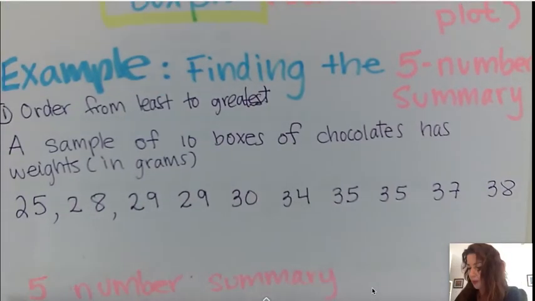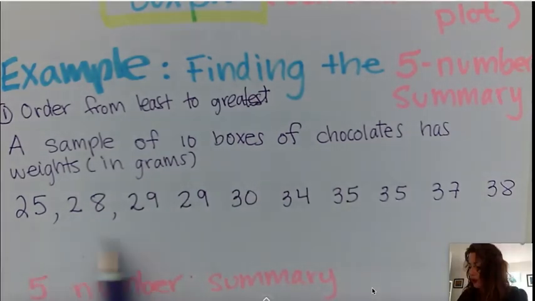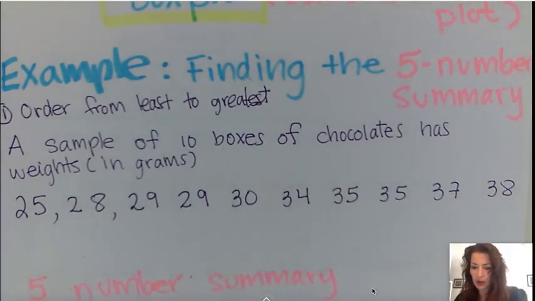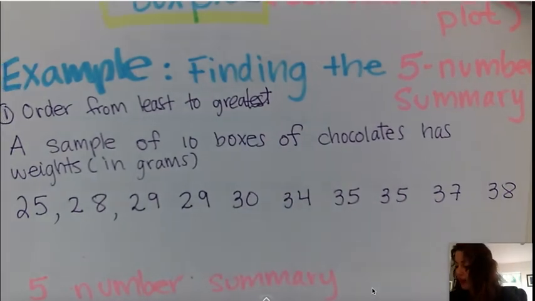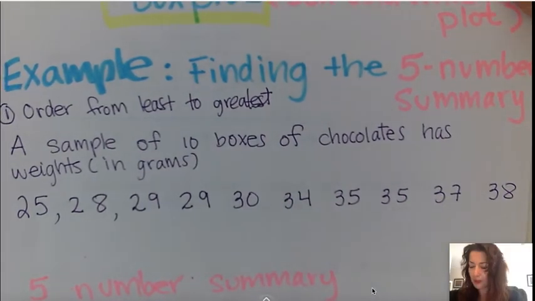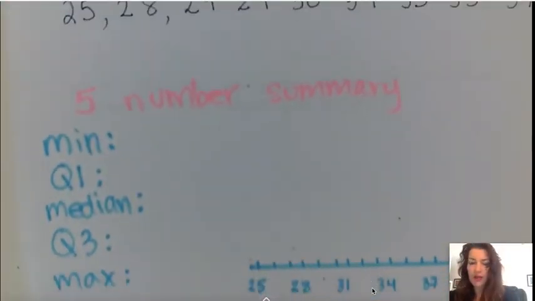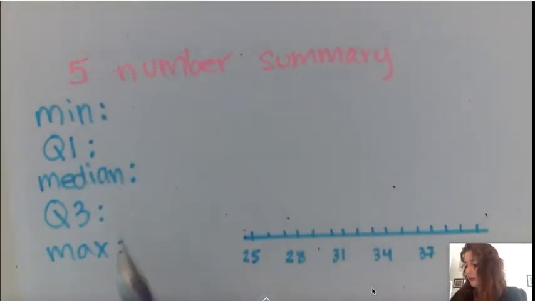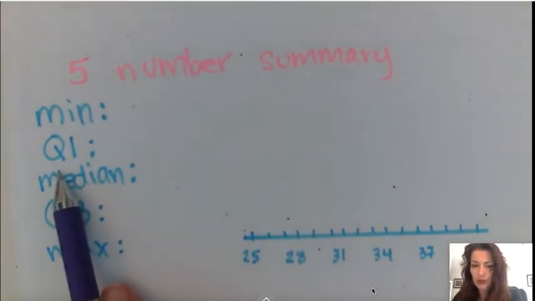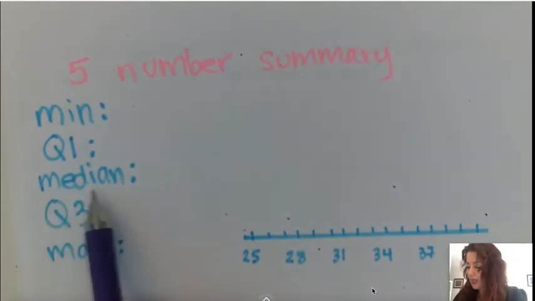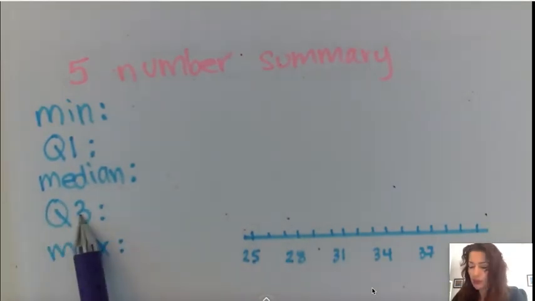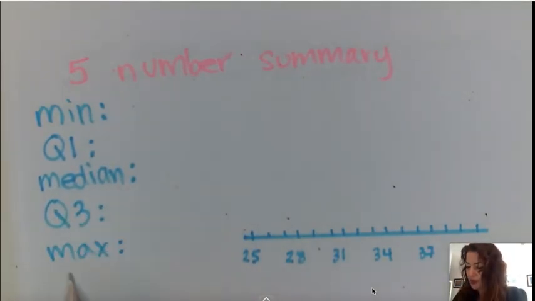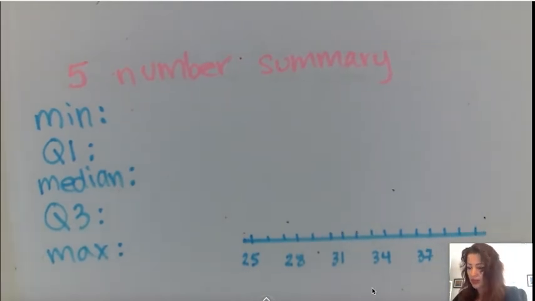I'm going to list my data from least to greatest, which already is listed to save us time. All right, what is the 5-number summary? The 5-number summary consists of the minimum value, Q1, which is also known as quartile 1, the median, Q3, which is also known as quartile 3, and the maximum. So let's go ahead and find the 5-number summary.